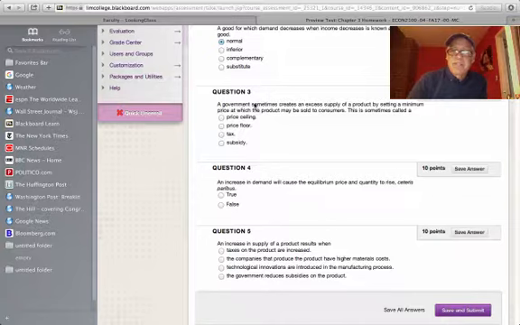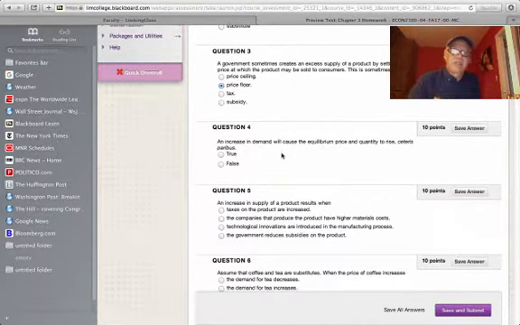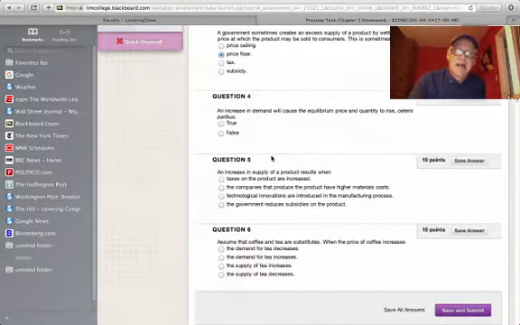Question 3. A government sometimes creates an excess supply for a product by setting a minimum price at which the product may be sold to consumers. This is called a price, basically a ceiling. Oh, excuse me, price floor. I'm mixing myself up. Basically, it's setting a minimum price. With agriculture, this happens all the time, but we'll talk about that. Governments will set prices for different products for agriculture.